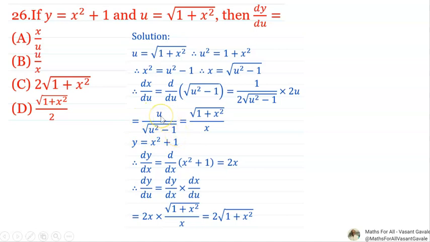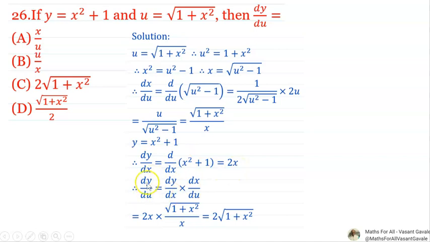But what is the value of u? u means what? Root of 1 plus x square. And root of u square minus 1 means what? It is x. That is, we have expressed this in terms of x. y is equal to x square plus 1. Therefore dy by dx, how much will the derivative be? d dx of x square plus 1. The derivative of x square is 2x.